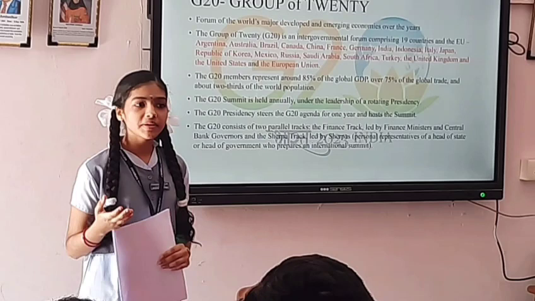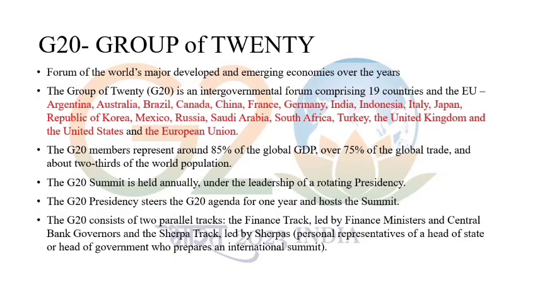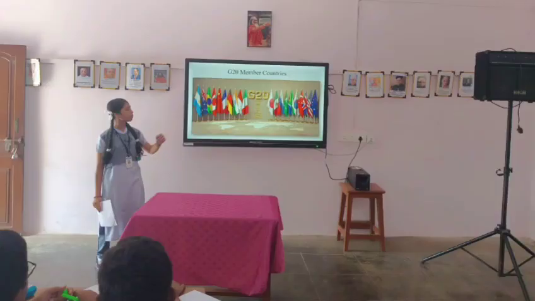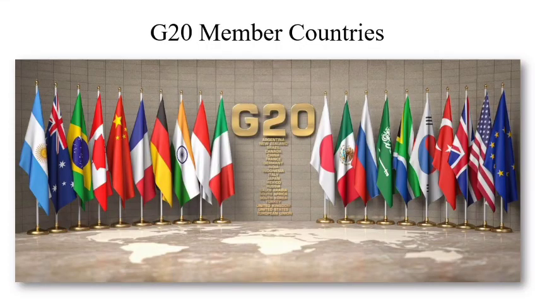The G20 consists of two tracks, the Finance Track and the Sherpa Track. The Finance Track is led by finance ministers and central bank governors, and the Sherpa Track is led by Sherpas, or personal representatives of a head of state or head of government, who prepare an international summit. So these are the G20 member countries, and the flags of the member countries are represented here.